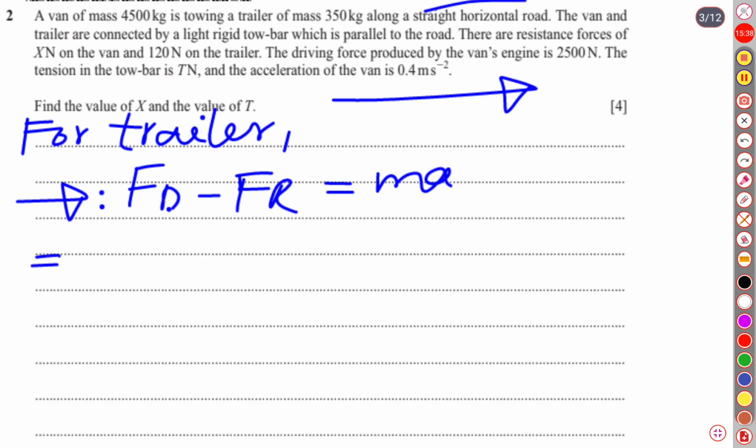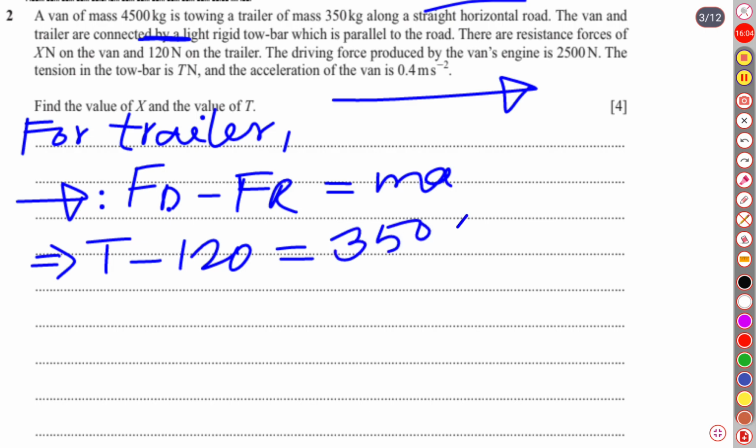So the driving force for the trailer is nothing but the tension, and the resistance to motion, a constant resistance force of 120 newton on the trailer. There are no other forces acting on the trailer. The mass of the trailer is 350, and the acceleration of each of them is 0.4 meter per second square.